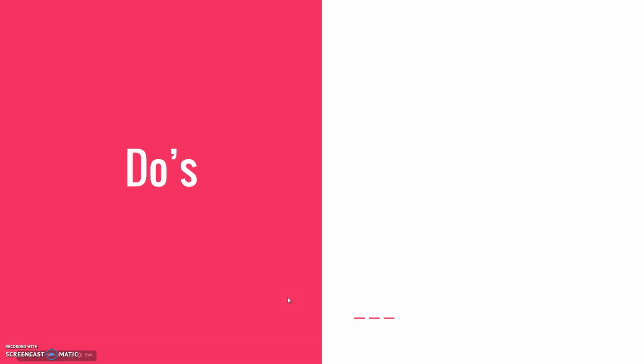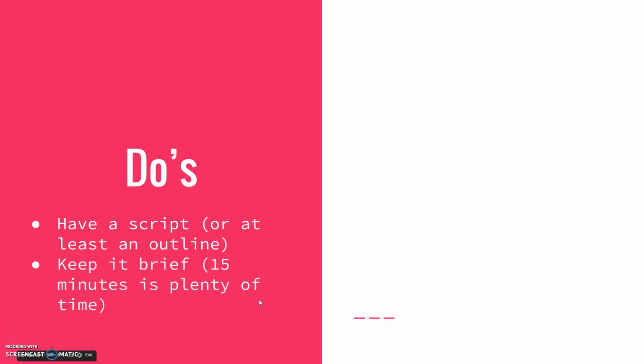So some do's for a screencast: have a script or at least some type of outline. The more prepared you are, the less likely you are going to have some weird pauses. Keep it brief. 15 minutes is plenty of time, especially when dealing with 6th or 7th graders. Usually their attention span isn't very long. Same thing even for teachers. And keep it general if you plan to reuse it from year to year. And that was one of the mistakes that I have made several times, is being too specific.